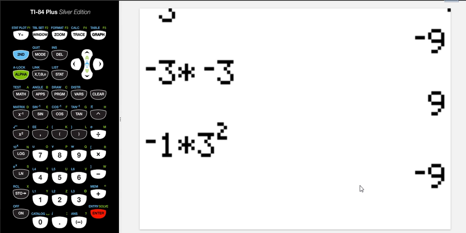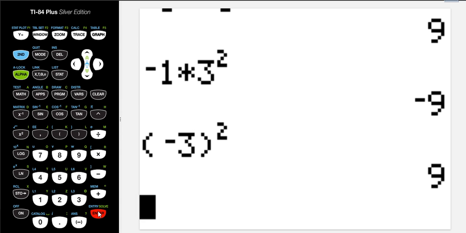So the way that we get around this is that anytime we're doing a negative number to a power, we put it in parentheses. So in this case, we put the parentheses, put the -3, close the parentheses, and square it, and then we get the right solution.